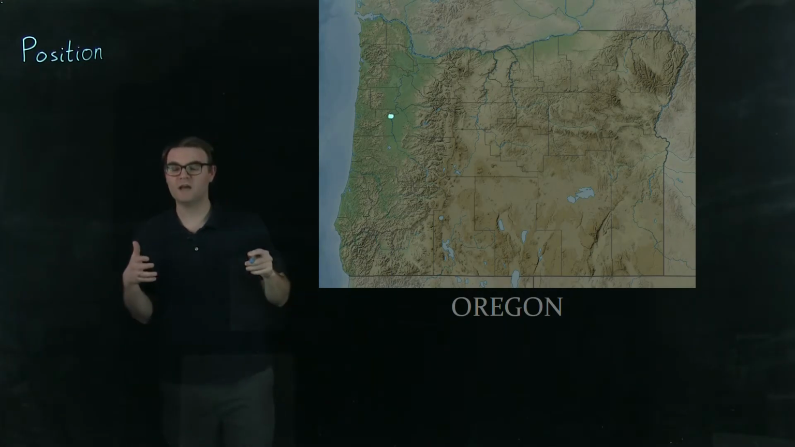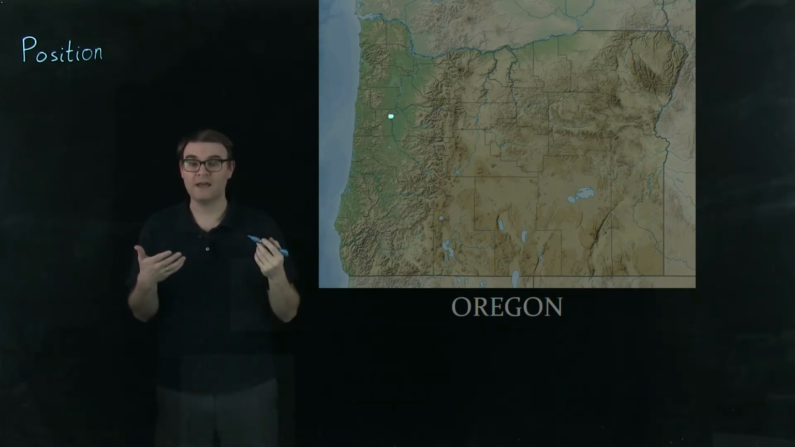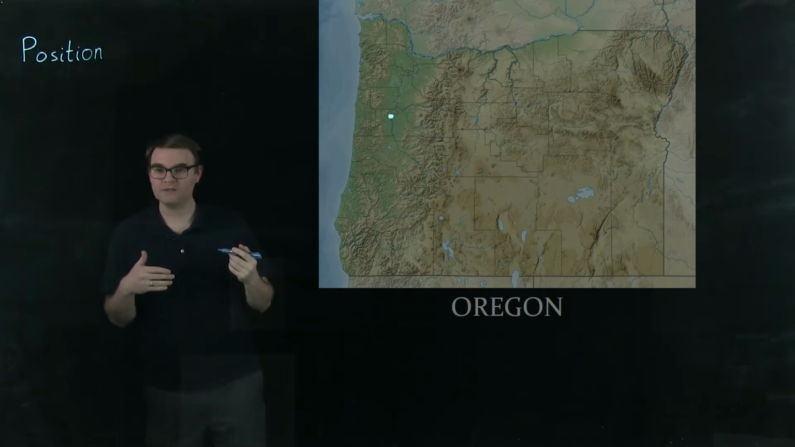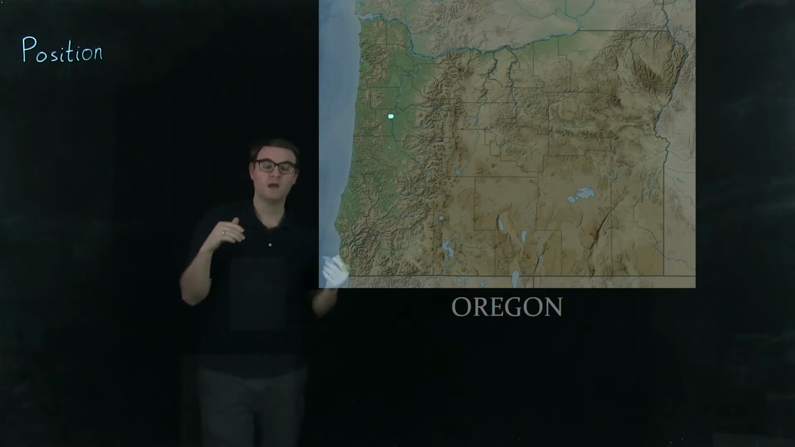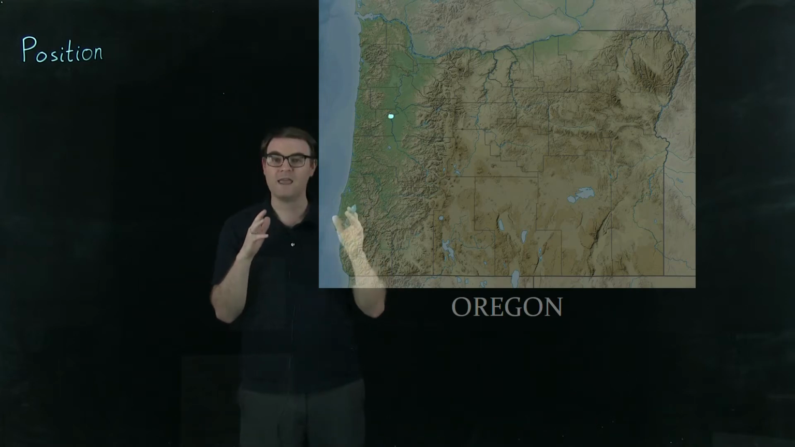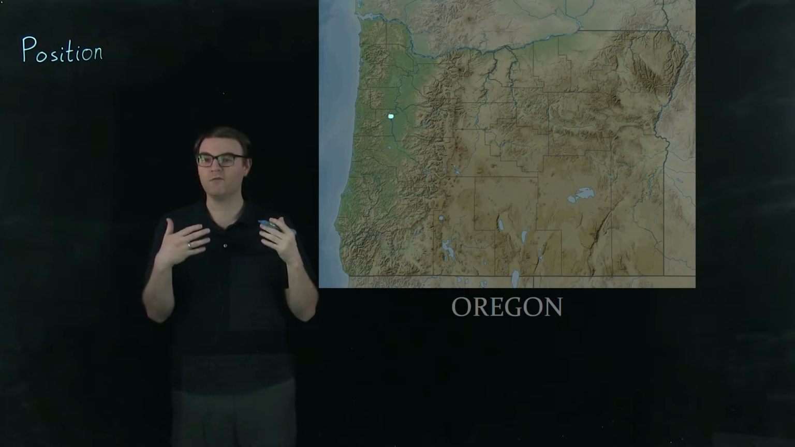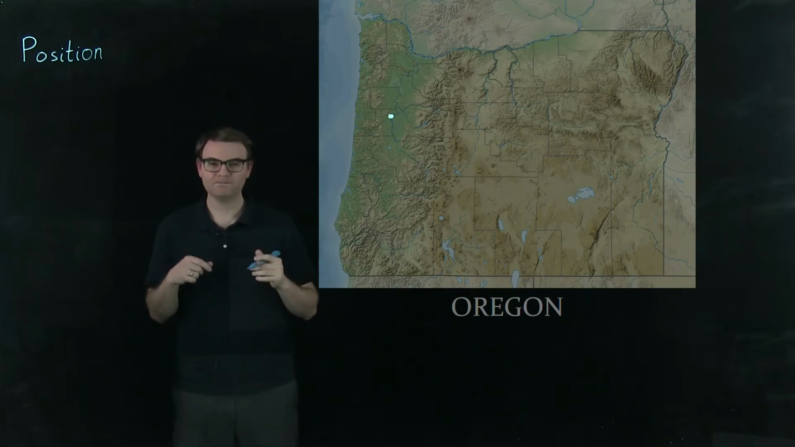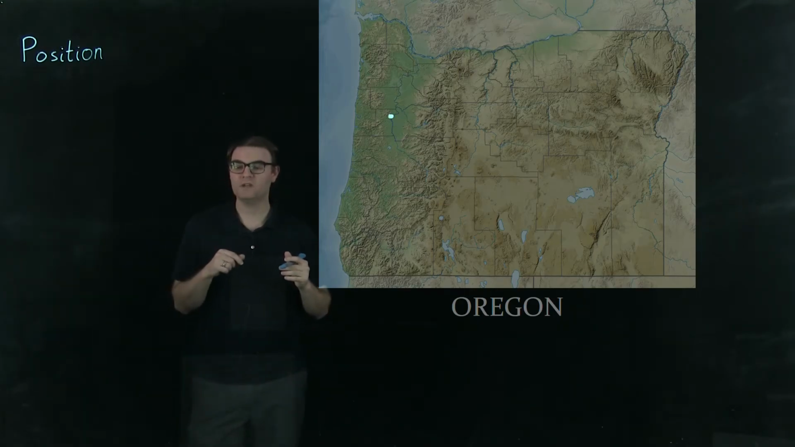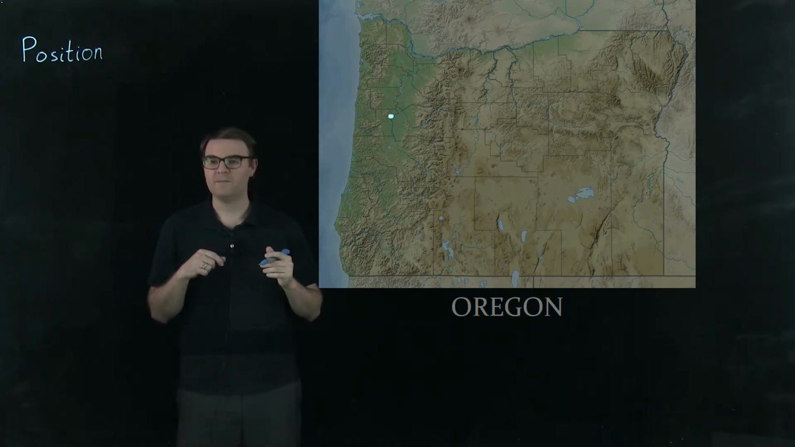But in physics, what we're going to be doing is spending time quantifying things that we see all the time in our everyday lives. So what I'm going to do is try to figure out how I can tell someone where Corvallis is more formally and quantitatively. And to do that, I'm going to use the idea of a vector to describe position.